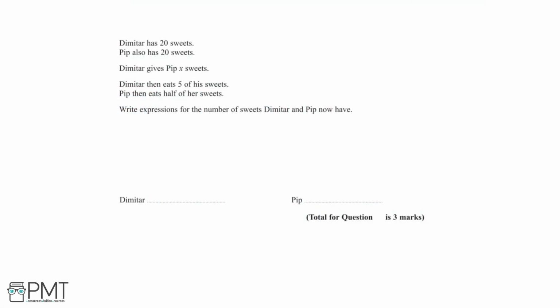In this question, we're told that Dimitar has 20 sweets, and we're told that Pip also has 20 sweets. We're told that Dimitar gives Pip X sweets, and then Dimitar eats 5 of his sweets. We're then told that Pip eats half of her sweets. We need to write expressions for the number of sweets that Dimitar and Pip now have.